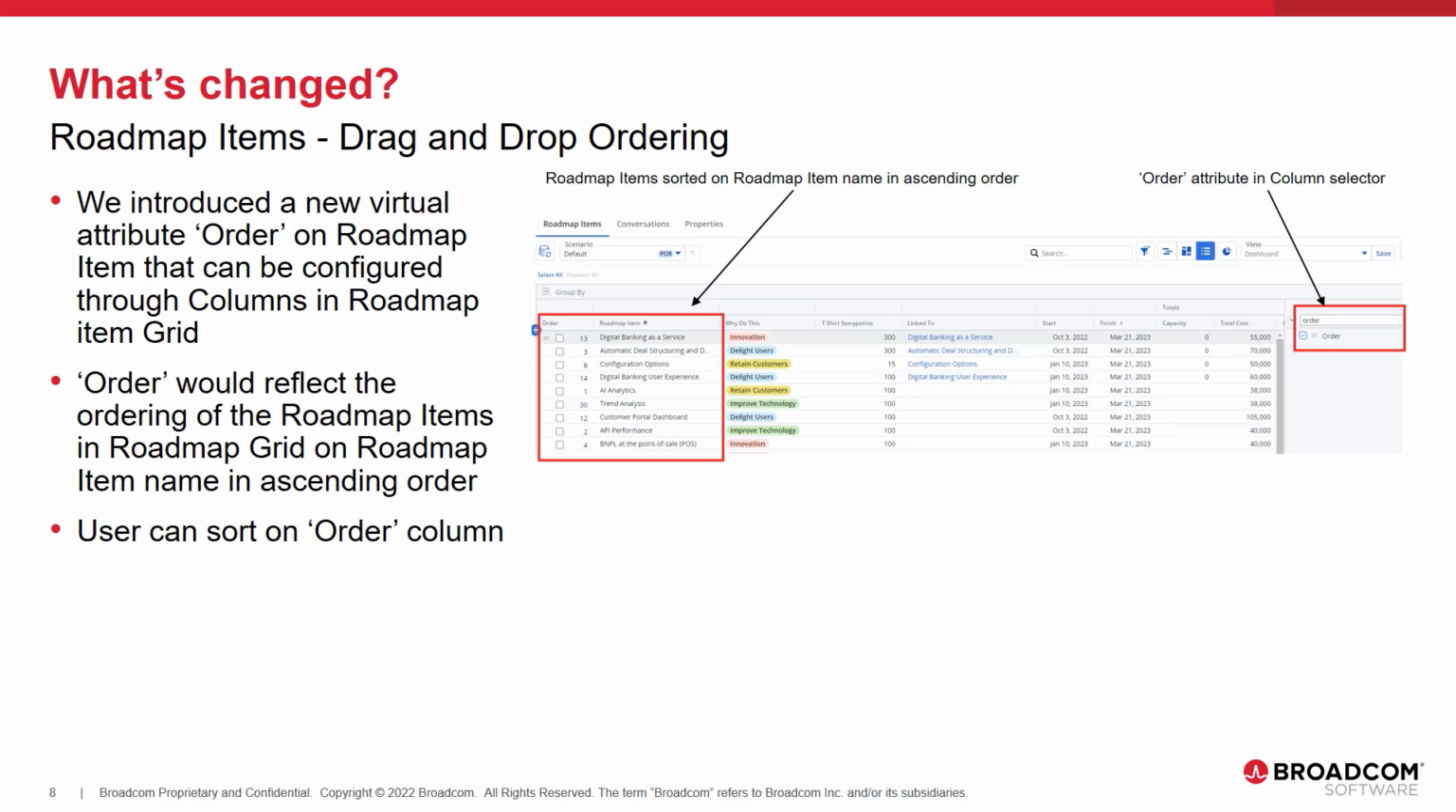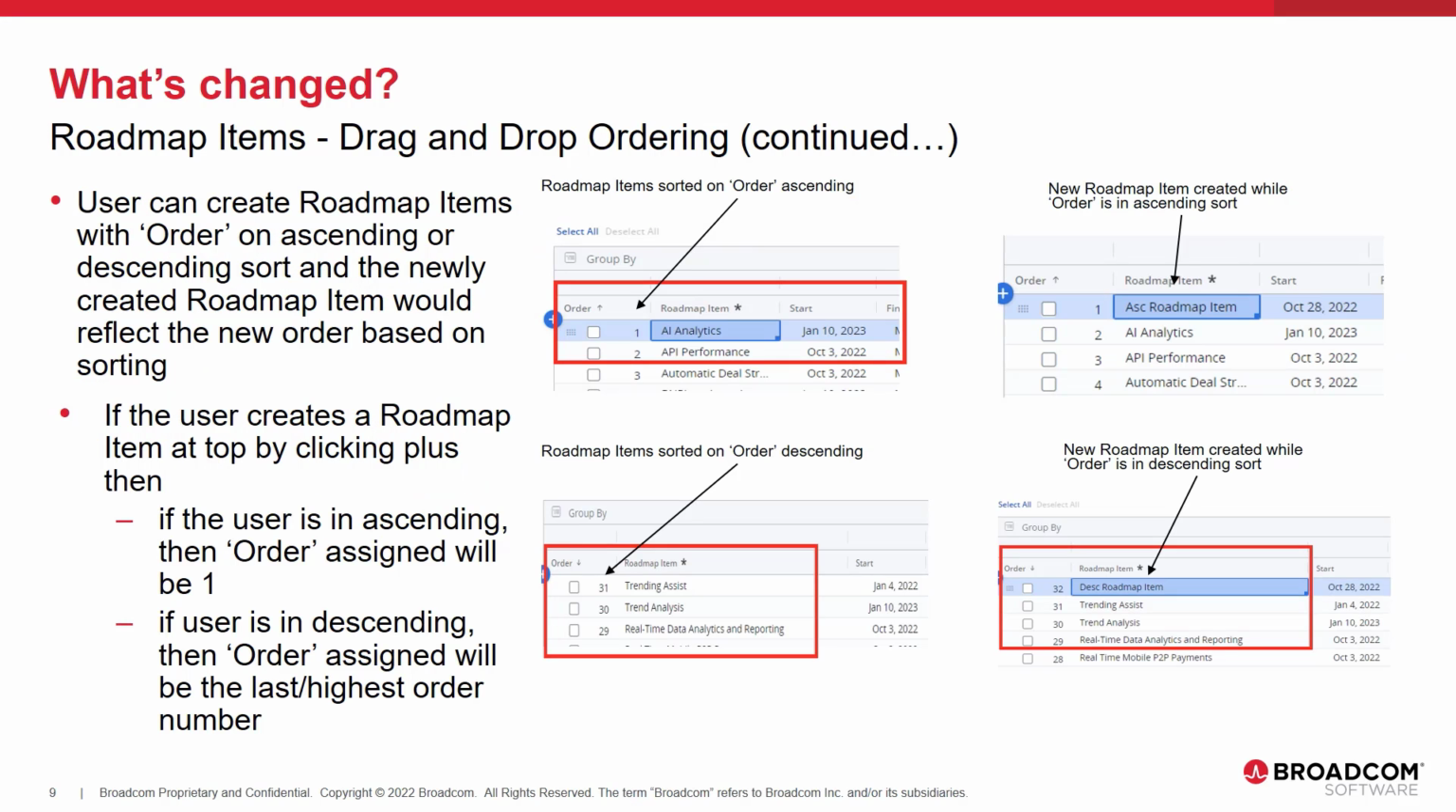Roadmap items, drag and drop ordering. In 16.1.0, we introduced the functionality of drag and drop a roadmap item order in roadmap item grid. We introduced a new virtual attribute order on roadmap item that can be configured through columns in roadmap item grid. When we configure order attribute in grid, order would reflect the ordering of roadmap items in roadmap grid on roadmap item name in ascending order. Later, user can sort on order column as required.